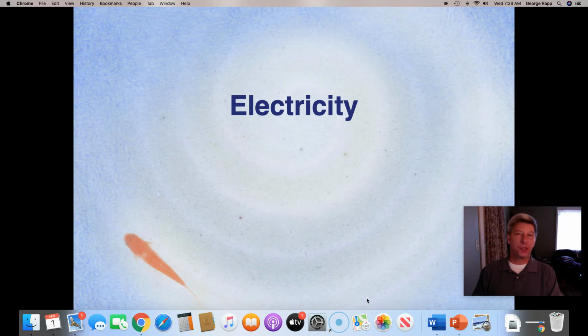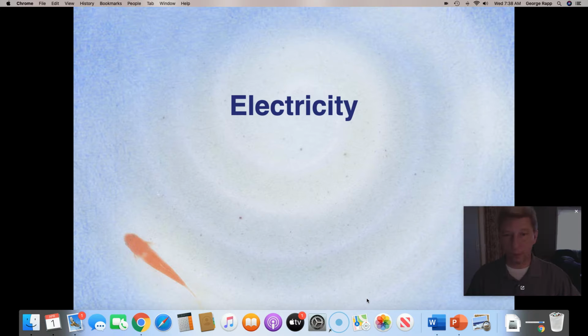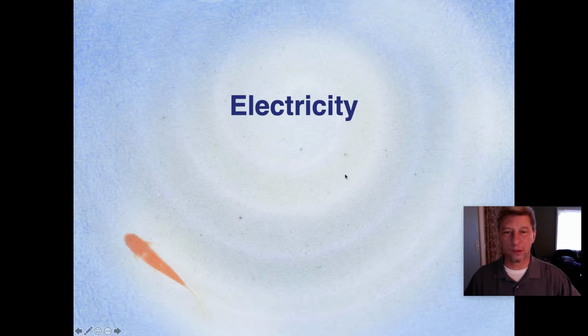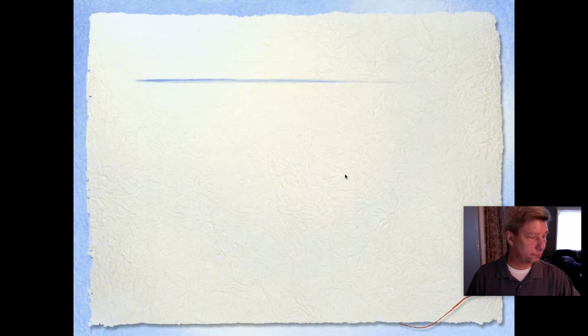Today we are going to continue our discussion of electricity by talking about something called electric potential. Now, we've talked about potential energy in a variety of different ways. We talked about gravitational potential energy, we talked about elastic potential energy, and so we want to continue that discussion today. All right, and so lesson 75 is all about electric potential.